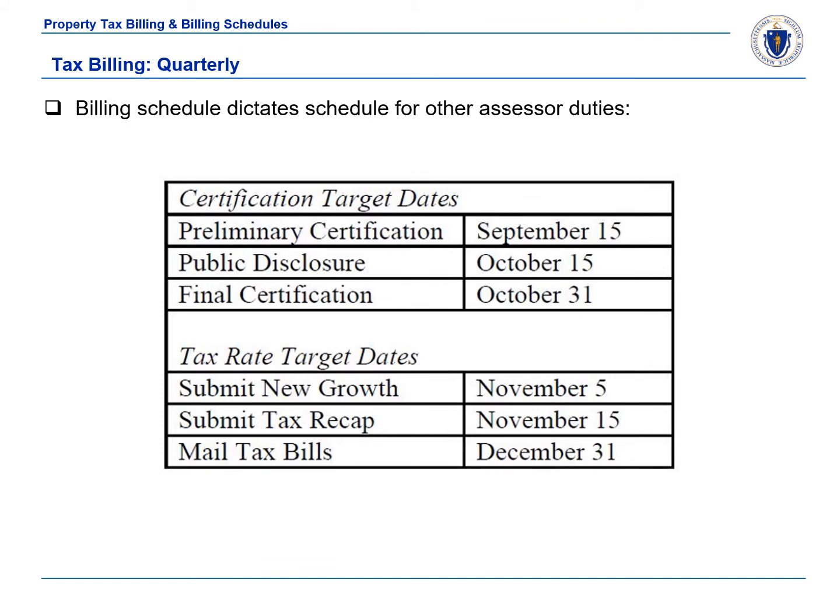Note that a community's adopted billing schedule dictates when other responsibilities of the assessor must be completed. The chart on this slide shows a sample schedule for valuation and property tax rate certification deliverables in quarterly billing communities. To learn more about these responsibilities, please visit DLS's website.